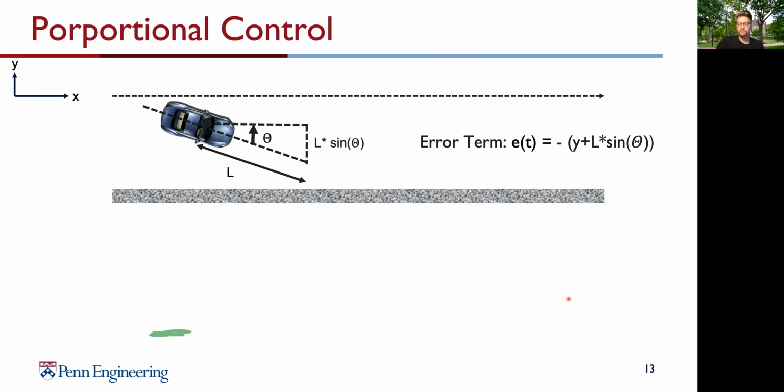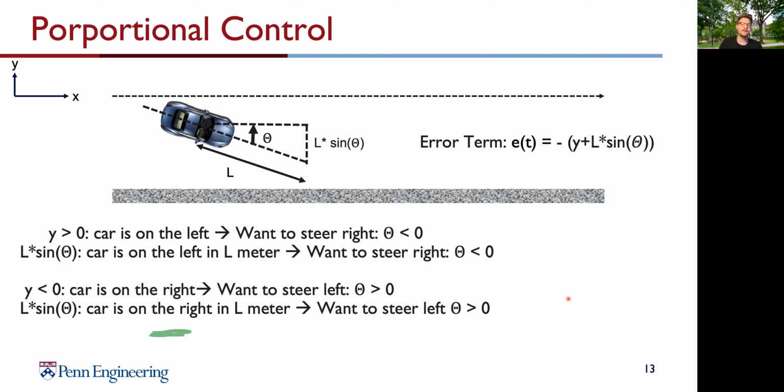So first of all, we can check if y is bigger than 0, which means our car is on the left side, which means we want to steer to the right, which means afterwards theta needs to be less than 0. And again, L multiplied by sin of theta, which means the car is now on the left in L meters, which means we want to also steer to the right, theta is less than 0.